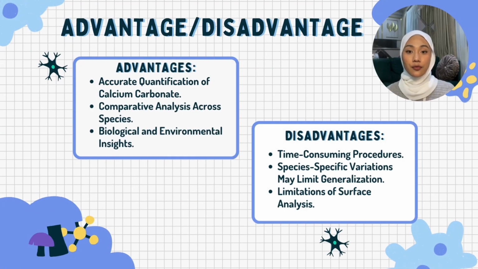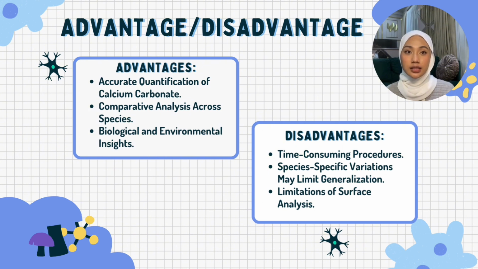And next we have advantages and disadvantages. We have 3 points of advantage and disadvantage. The first advantage is accurate quantification of calcium carbonate. The back titration method allows for precise determination of calcium carbonate content in various types of eggshells. The use of chemical analysis provides a clear, reliable measure of calcium carbonate percentage.